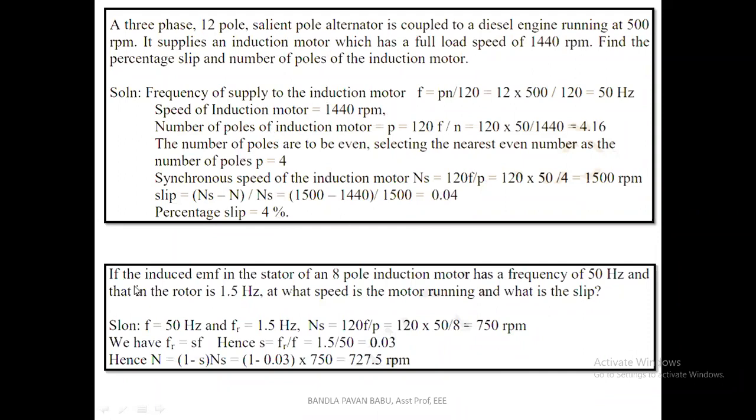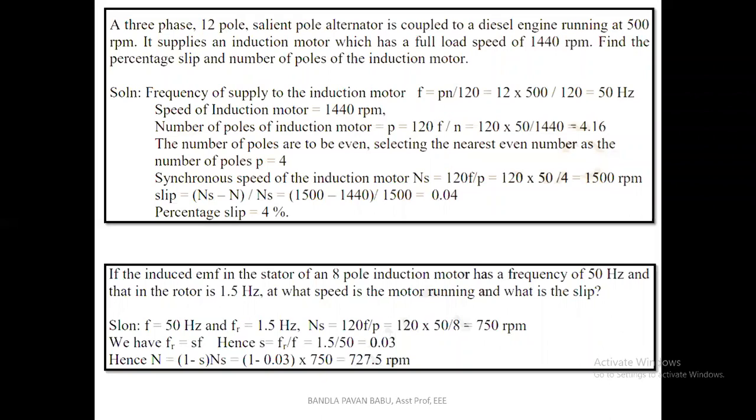Next, look at the last one. If the induced EMF in the stator of an 8-pole induction motor has a frequency of 50 hertz, and that in the rotor is 1.5 hertz, at what speed is the motor running, and what is the slip? So I repeat once again. The number of poles is 8 here, the supply frequency is 50 hertz, and the rotor frequency FR is 1.5 hertz, as we have seen earlier. We need to find the speed of the motor and the slip.